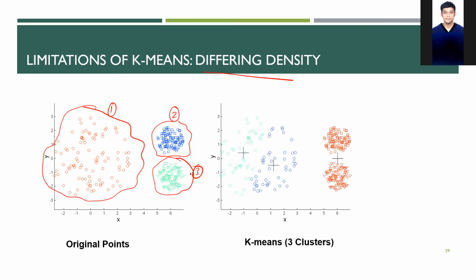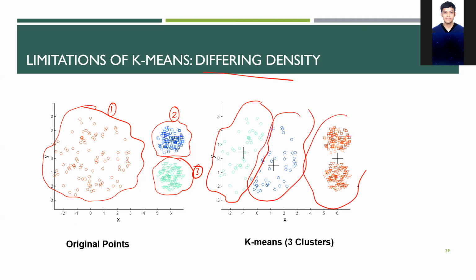Unfortunately, k-means doesn't consider density. So the result may be like this: one cluster, the blue one a cluster, and the red one a cluster. Okay, yeah. So k-means, with its centroids, doesn't care about the density.